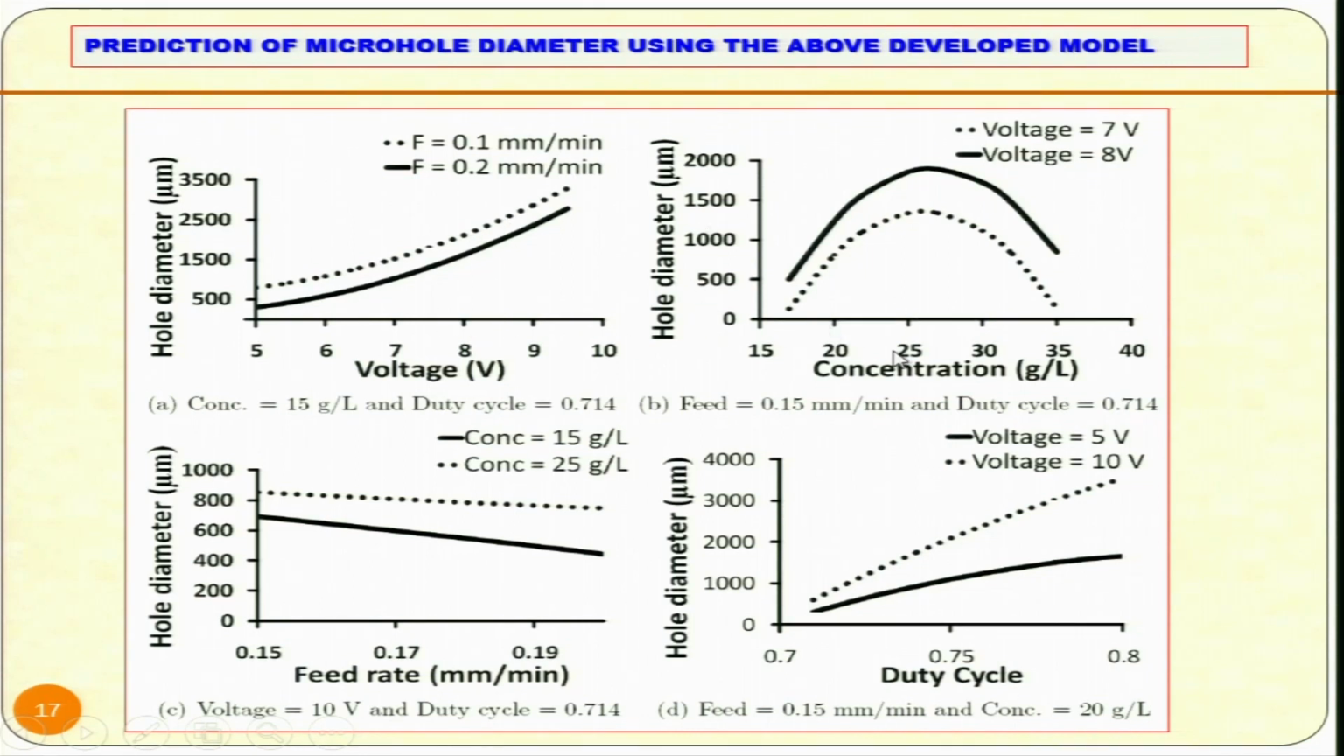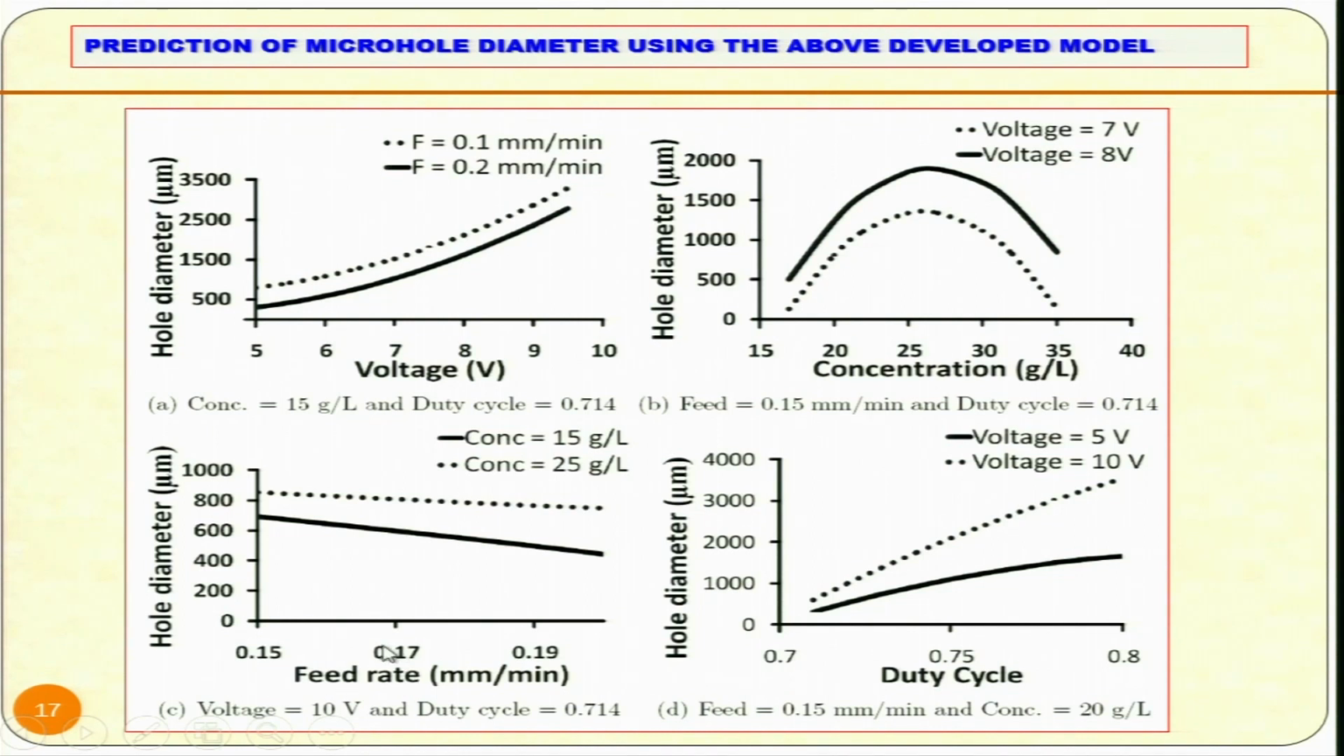Same way, here is hole diameter with concentration. As you increase the concentration up to a certain point, the diameter is increasing. This is at 7 volt, this is at 8 volt. But beyond a certain concentration, the electrolyte conductivity starts decreasing, and if the electrical conductivity of the electrolyte decreases, then definitely the current flowing will decrease, current density is decreased, so material removal rate will decrease. So, you can see the hole diameter is also decreasing if electrolyte concentration is increased beyond a certain level.